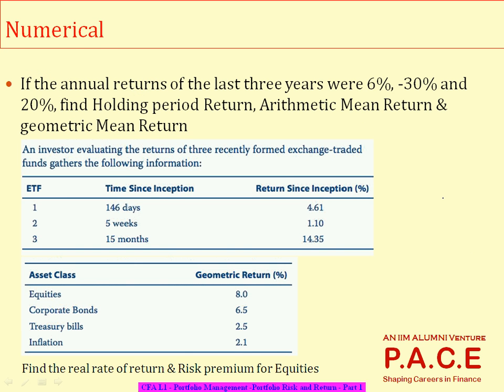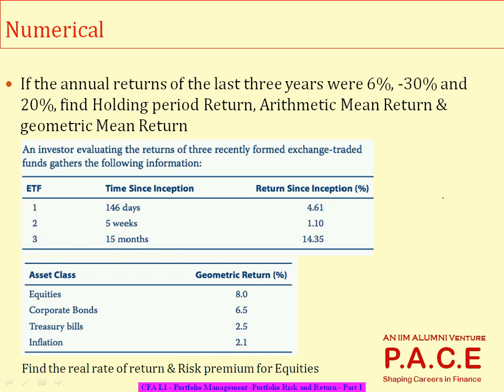Okay. So I think these calculations are quite comfortable for you. If the annual returns for the last 3 years were 6%, minus 30% and 20%, you can find out the holding period return: 1.06 into 0.7 into 1.2. That is your holding period return. To the power 1 by 3, that's the geometric mean. And if you just simply add up and take an average, it becomes the arithmetic mean: 6 minus 30 plus 20, minus 4, by 3, which is minus 1.33%. Just a brushing up of your quant fundas.